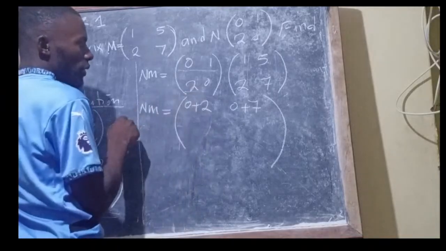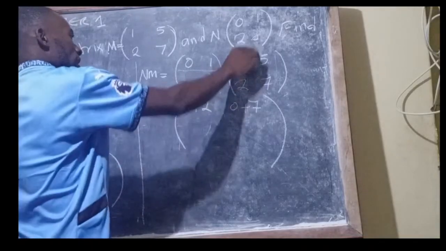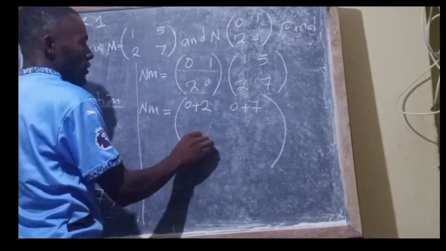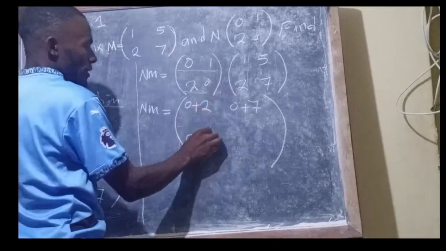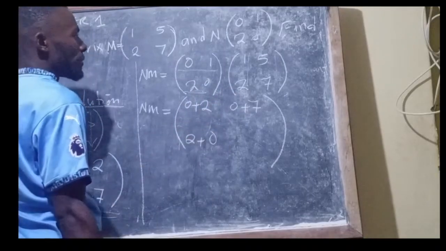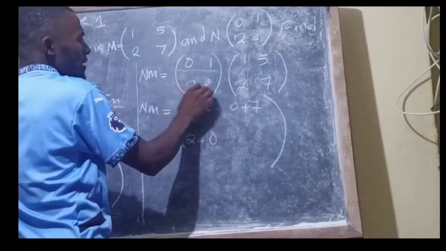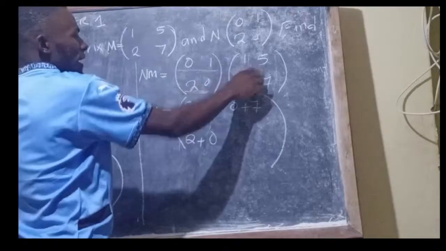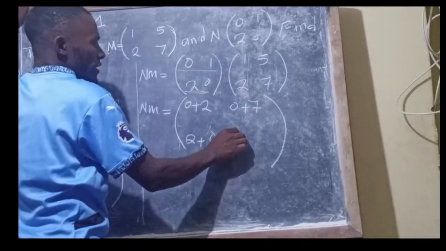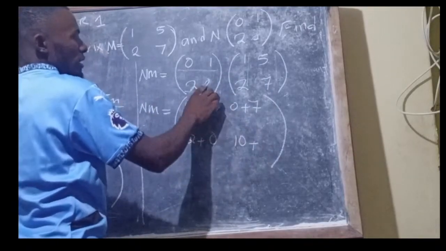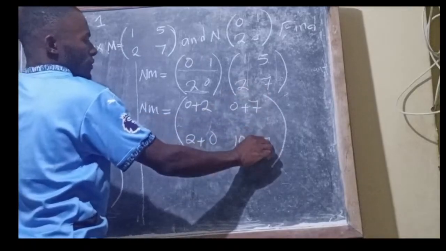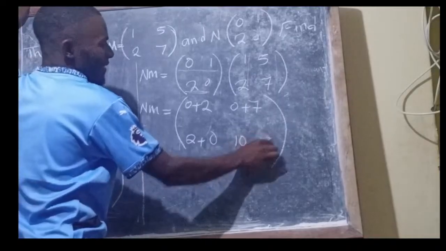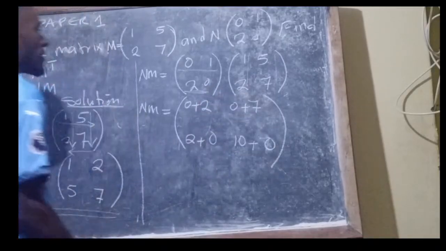We go to the second one here. So row again by the first column. So 2 times 1, that is a 2, plus 0 times 2, that is a 0. Then we multiply again the second row with the second column. So I'm going to have 2 times 5, that is going to give you 10. Then plus 0 times 7, that is a 0.